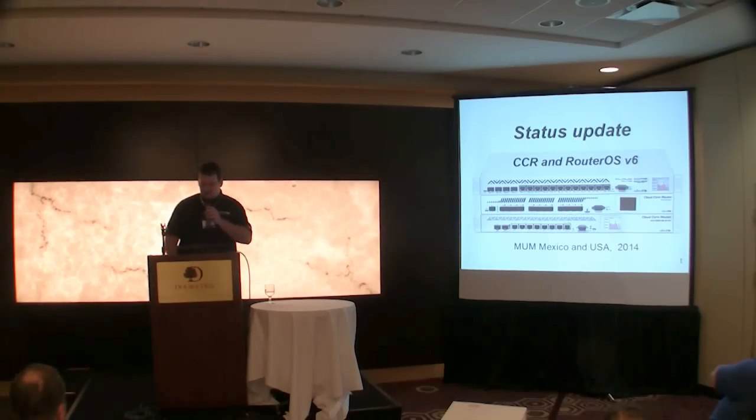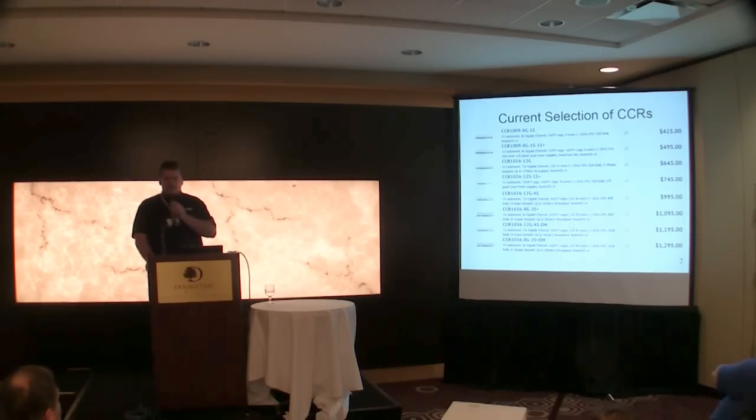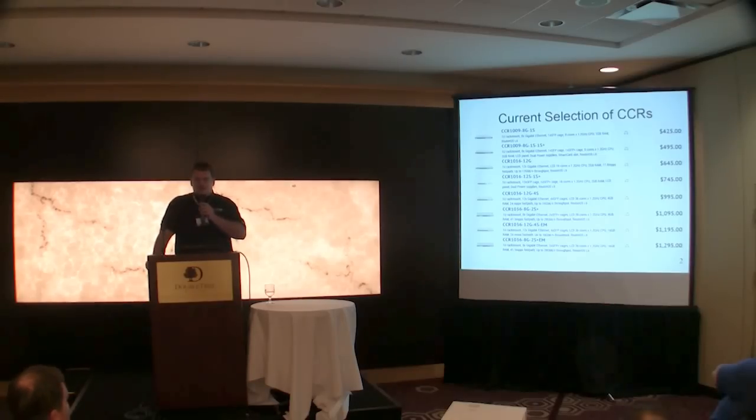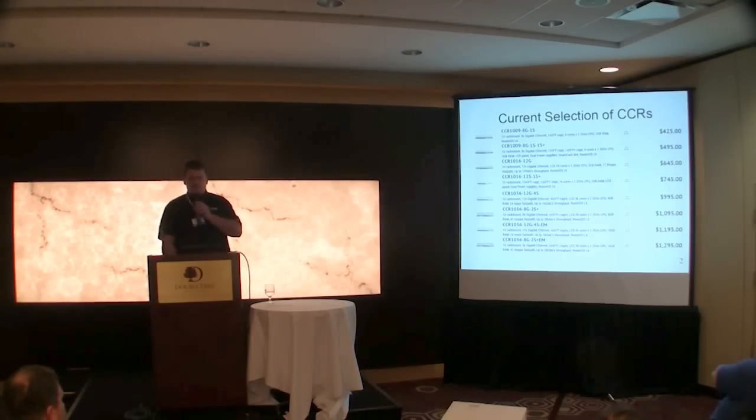So, just to make sure that we are on the same page, let's take a look at what CCRs we offer right now. Here you can see the whole lineup that's available. We have 9-core, 16-core, and 36-core devices with 1 gig and 10 gig interfaces in different combinations. If you have at least one of these devices, then this presentation is designed especially for you.